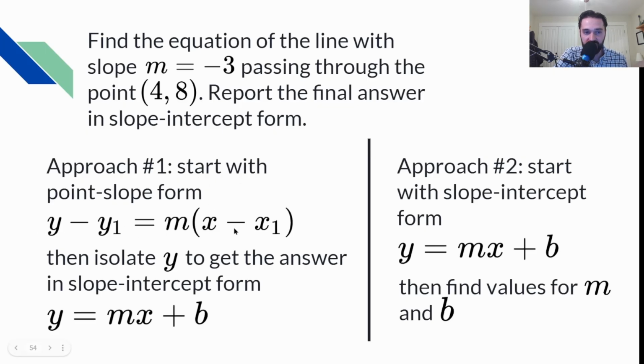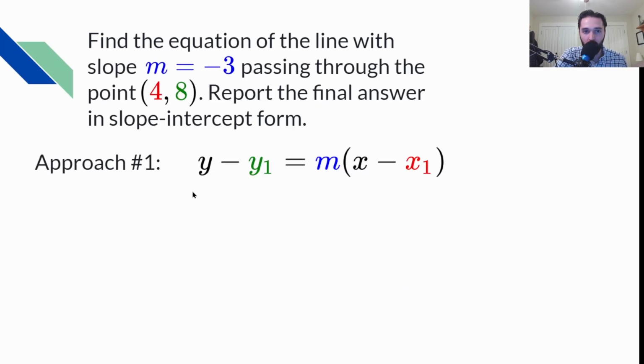With the first approach, we start with point slope form, and then we isolate y to get slope intercept form. But with the second approach, we just start with slope intercept form, and we find values for m and b. So let's try approach number 1.